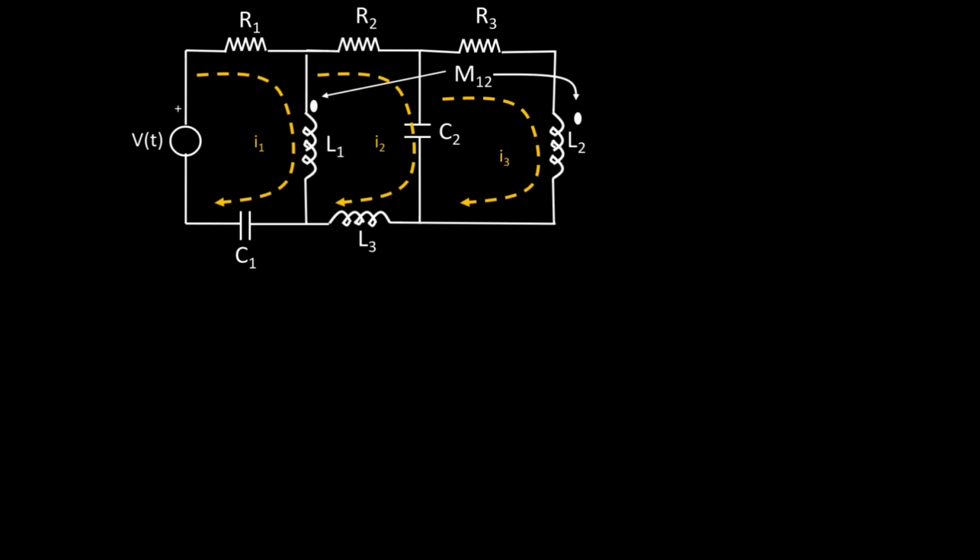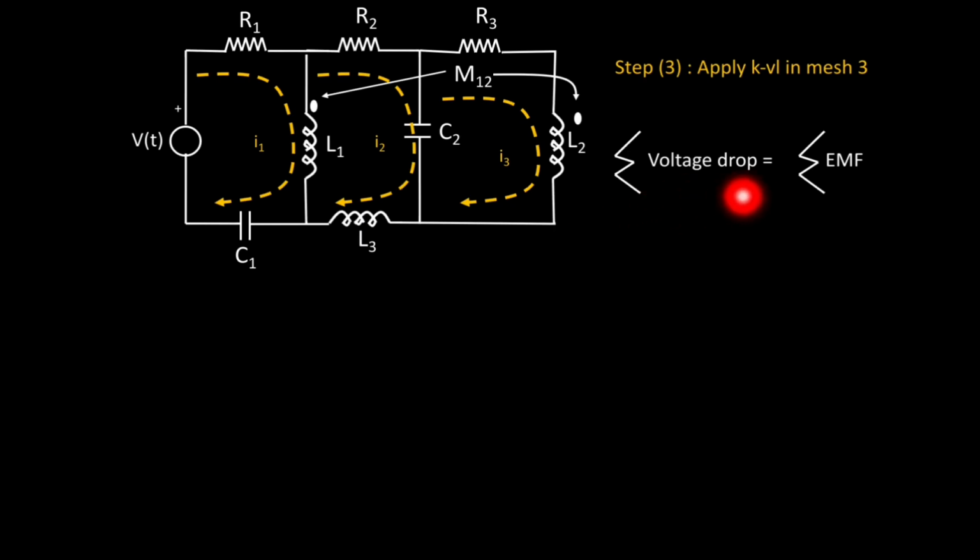Now in the third step we will apply Kirchhoff's voltage law in mesh number 3. So summation of voltage drop is equal to summation of EMF. First of all we will write down the voltage drop equation in mesh 3. How many elements are connected in mesh 3? We have C2, R3, and L2 connected in mesh 3. So this is mesh number 3, and we have R3, L2 and C2.